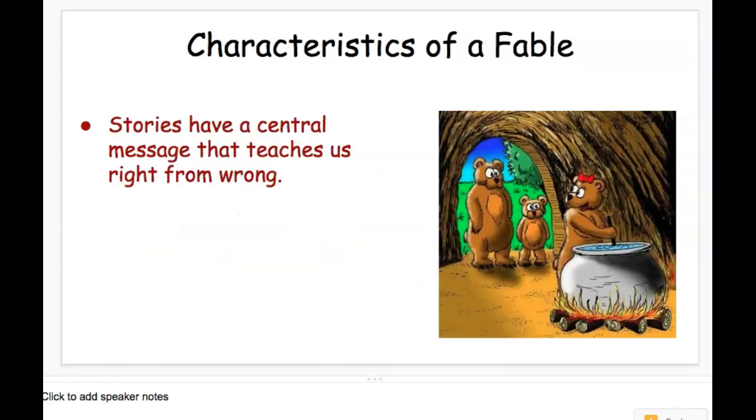Also, a characteristic of a fable is the stories have a central message. Every fable will have a central message that teaches you right from wrong. So when we look at our fable today, we are going to find the characteristics of that: there are animals as the main characters, and they're going to be talking, and they're going to be acting like humans.